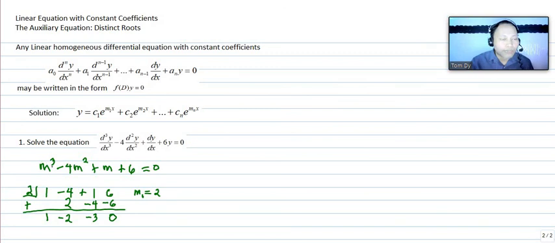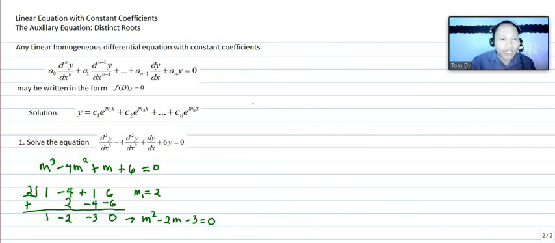Take note, this synthetic division is based on this equation, m cubed, so this time, this one is m squared. This is equivalent to m squared minus 2m minus 3, which is equivalent to 0. Again, you can factor this one if you want, or you can make use of synthetic division again. But in my case, we will do the factoring here.